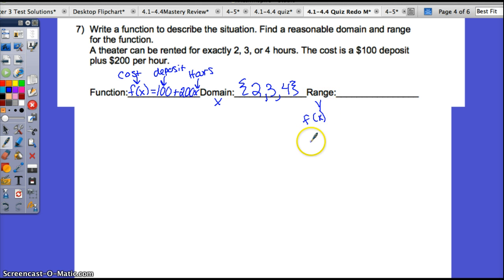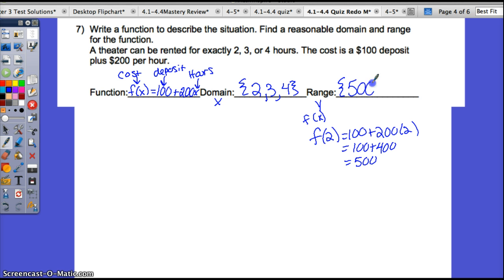So you want to know, when x is 2, what is y? So you would do f of 2 equals 100 plus 200 times 2, which would be 100 plus 400, which equals 500. So your first range value is going to be 500. Then plug 3 in, and you're going to get 700. Plug 4 in, and you're going to get 900. Those are the only values that you can have.